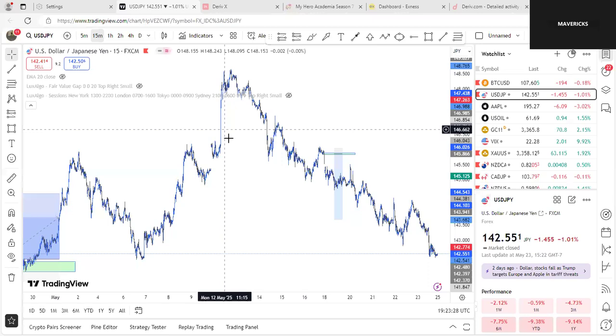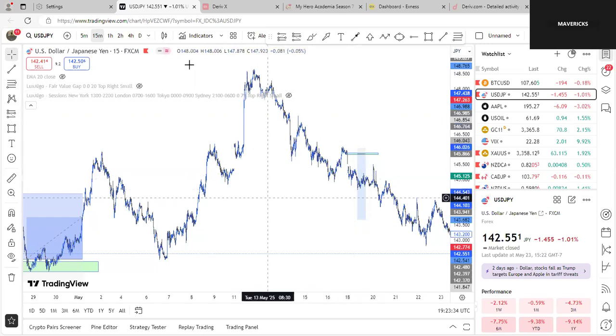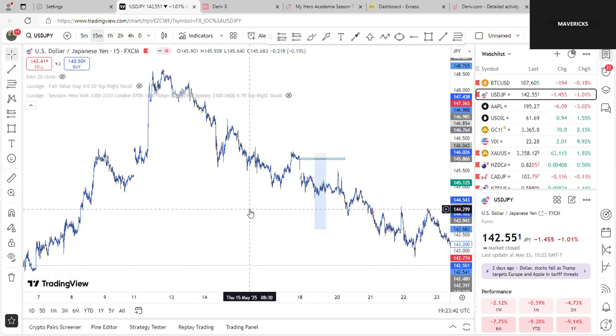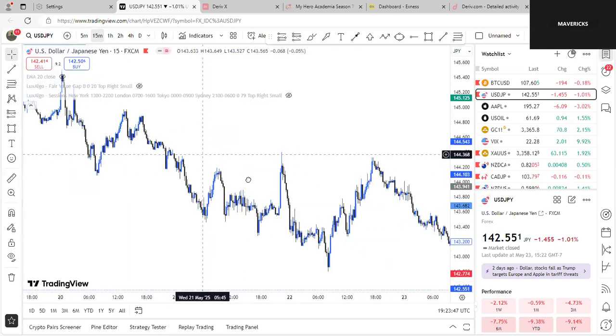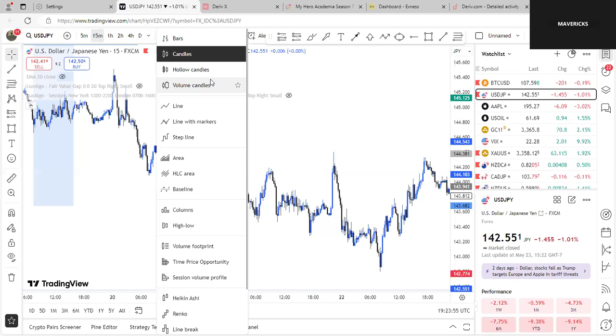So as I was saying, in Forex you want to be buying when price is going up, and you want to be selling when price is coming down. This is a price chart. A price chart indicates the movement of price. It tells you when price is going up and when price is going down. On trading view, there are different types of charts: the candlestick chart, the bar chart, and the line chart. Right now I'm using the candlestick chart because that's basically what is best for you to use.